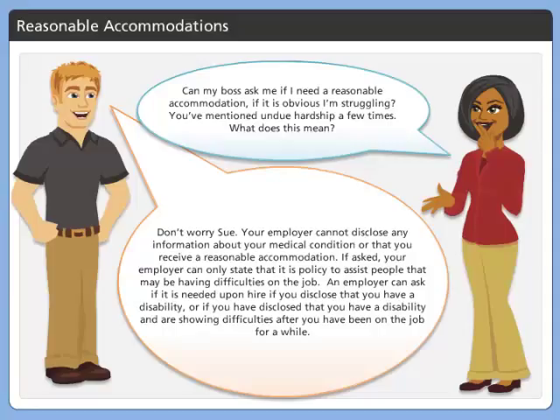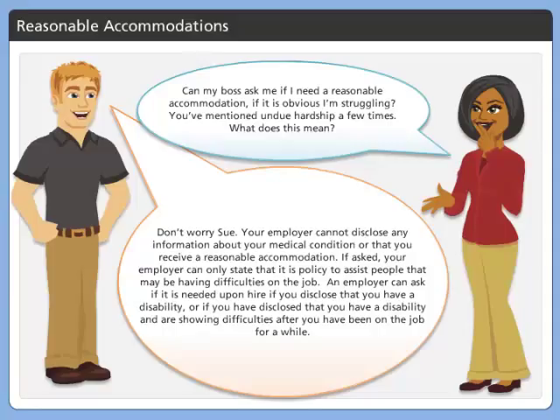Don't worry, Sue. Your employer cannot disclose any information about your medical condition or that you receive a reasonable accommodation. If asked, your employer can only state that it is policy to assist people that may be having difficulties on the job. Can my boss ask me if I need a reasonable accommodation if it's obvious I'm struggling?